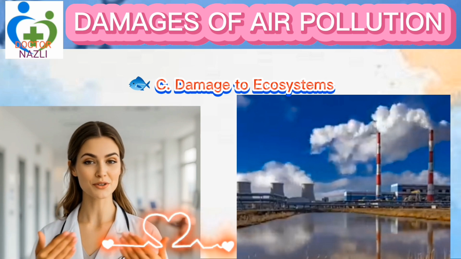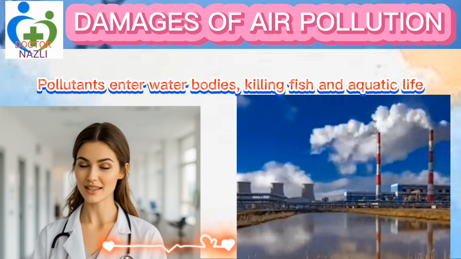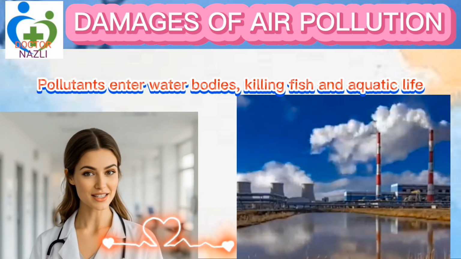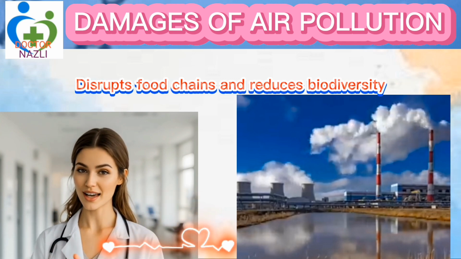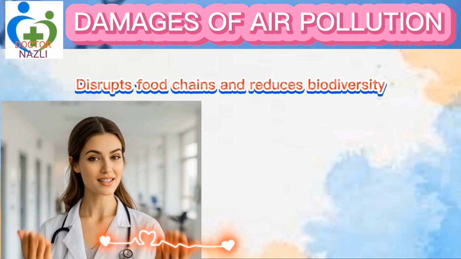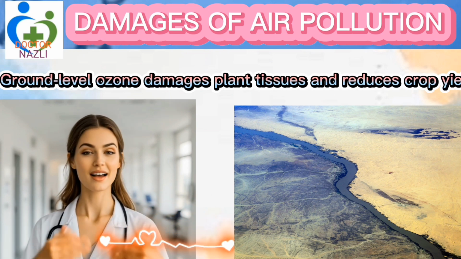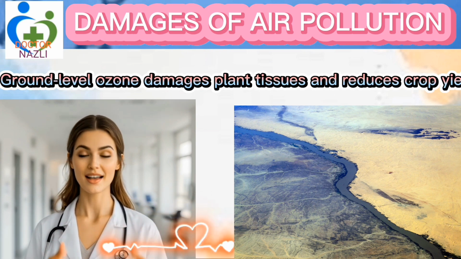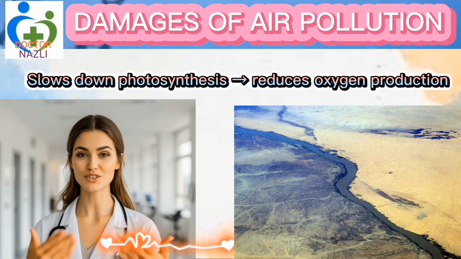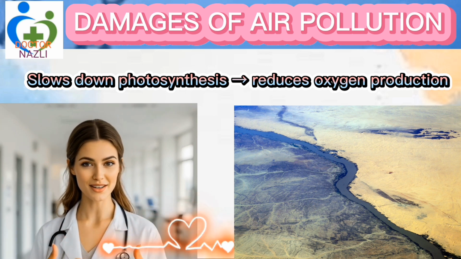C. Damage to ecosystems. Pollutants enter water bodies, killing fish and aquatic life. Disrupts food chains and reduces biodiversity. D. Impact on plants. Ground-level ozone damages plant tissues and reduces crop yield. Slows down photosynthesis, reduces oxygen production.